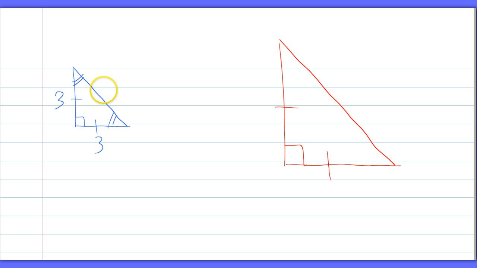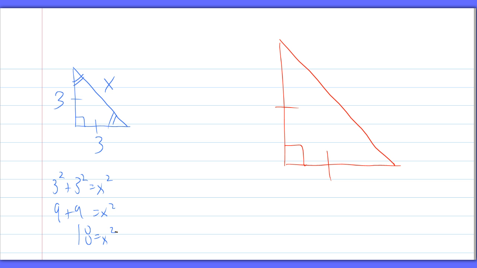However, I do know that it's a right triangle, so the Pythagorean theorem can be used. I'm going to use a temporary variable and say for right now that that length is x. Using the Pythagorean theorem, we could say 3 squared plus 3 squared is equal to x squared. 3 squared is 9, 3 squared is 9. So when you add those together, x squared is equal to 18.